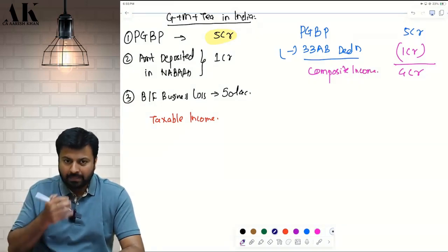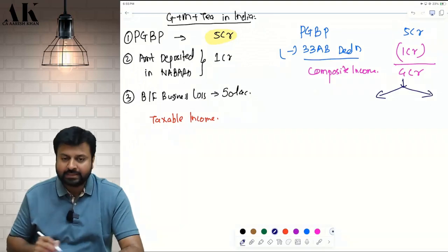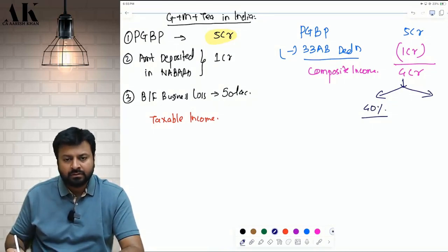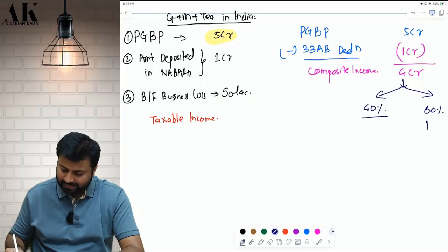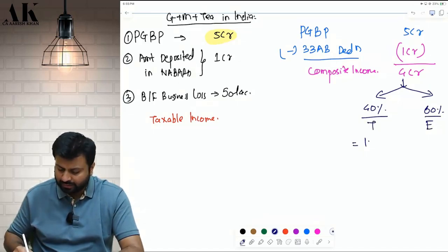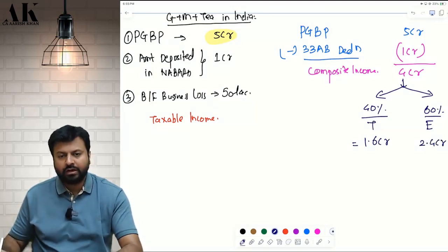Now, the next thing that I should do is bifurcate this into taxable and exempt. So how much is taxable? 40% taxable, 60% agriculture exempt. 40% will come to 1.6 crore. 60% will come to 2.4 crore. Are you clear? Please tell me.